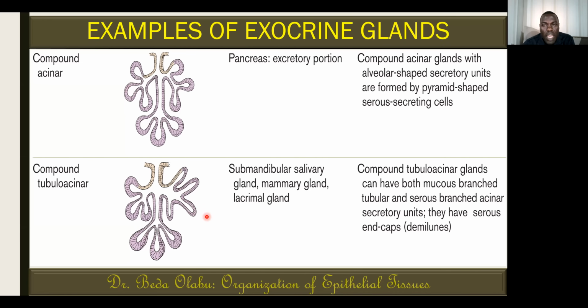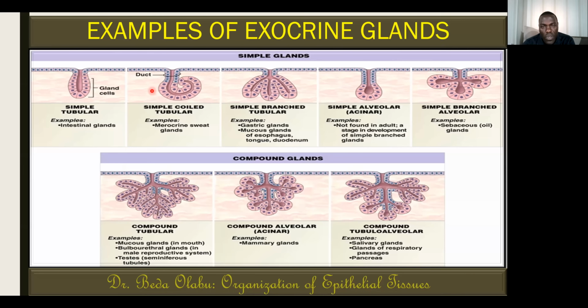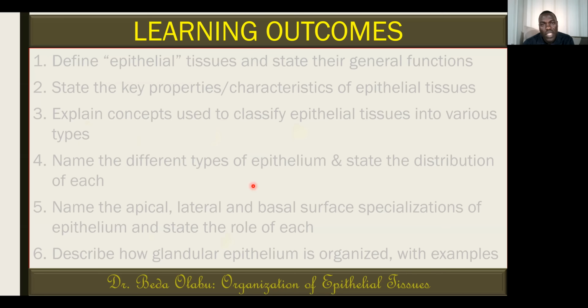Those are the different types of exocrine glands. At your own time, you'll go through this column of examples and the specific features for each. Good. These are other examples of the same concept that I've just told you. We have now finished on organization of epithelial tissues.